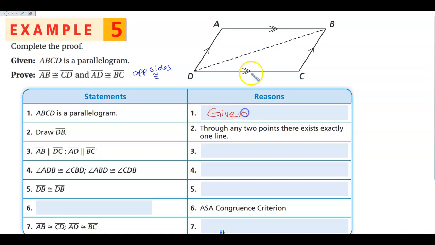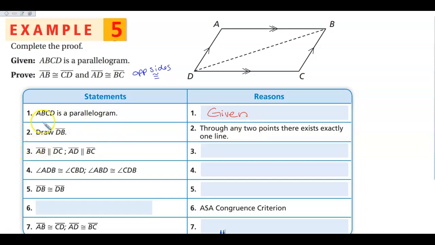So it's given that we have a parallelogram, so we know that those opposite sides are parallel. Remember, that's what those arrows represent, is parallel. Now, the next thing we're going to do is we're going to draw in this diagonal. Now, please be aware that I will never ask you to do this step on your own in a proof. It'll either already have been drawn in for you, or like this is, I will completely fill in that step and you don't have to worry about it.